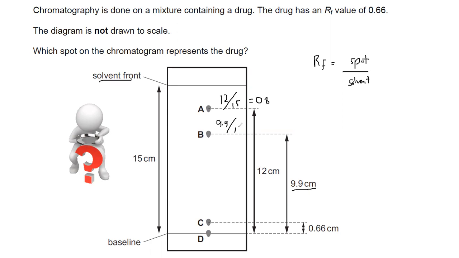9.9 divided by 15. So 9.9 divided by 15. What is the answer for the RF value for B? That is 0.66.